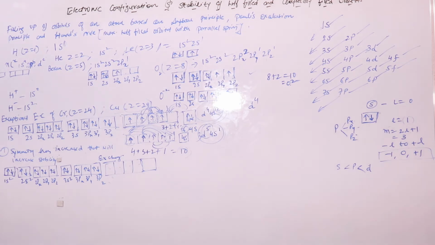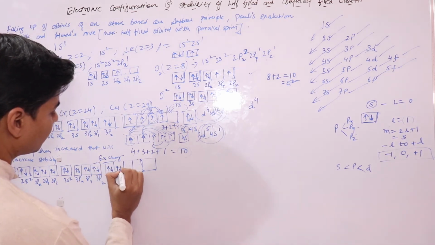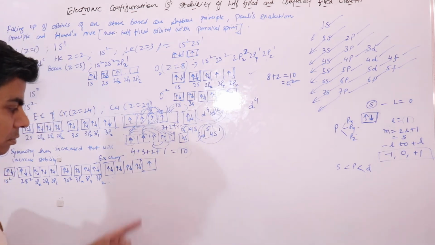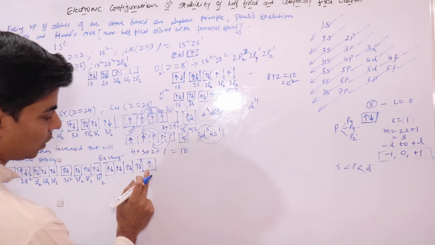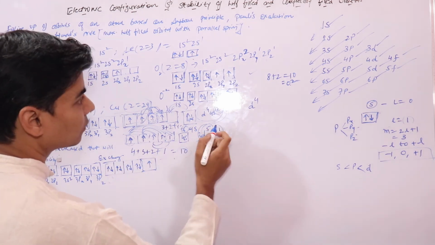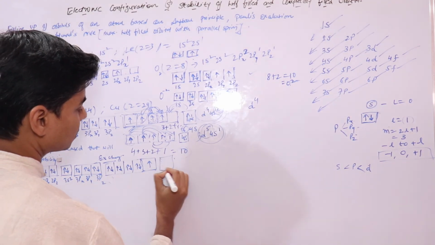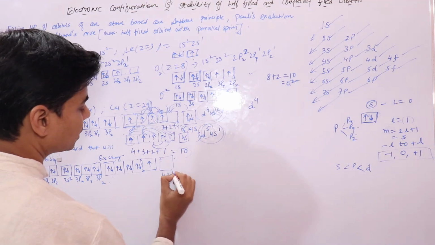If you want to fill these 3d orbitals, it has one half filled orbital. This d subshell has one half filled orbital. Then you have, after 3d, 4s, right? 4s has 2 electrons.